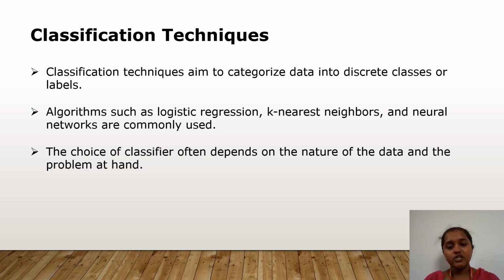Classification techniques. Classification techniques aim to categorize the data into different classes. Algorithms such as logistic regression, K nearest neighbors, and neural networks are commonly used. The choice of classifier depends on the nature of the data and the problem at hand. The classification of the problem can be done based on two factors, that is the nature of the data and the problem on hand.